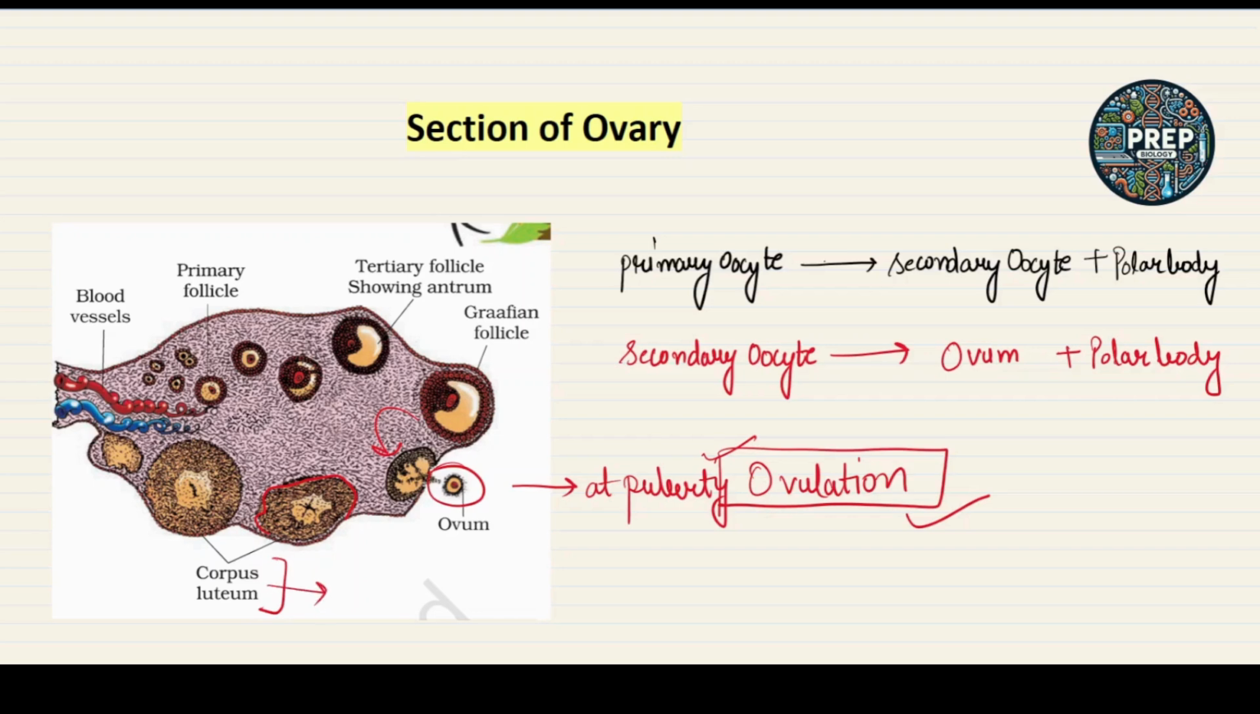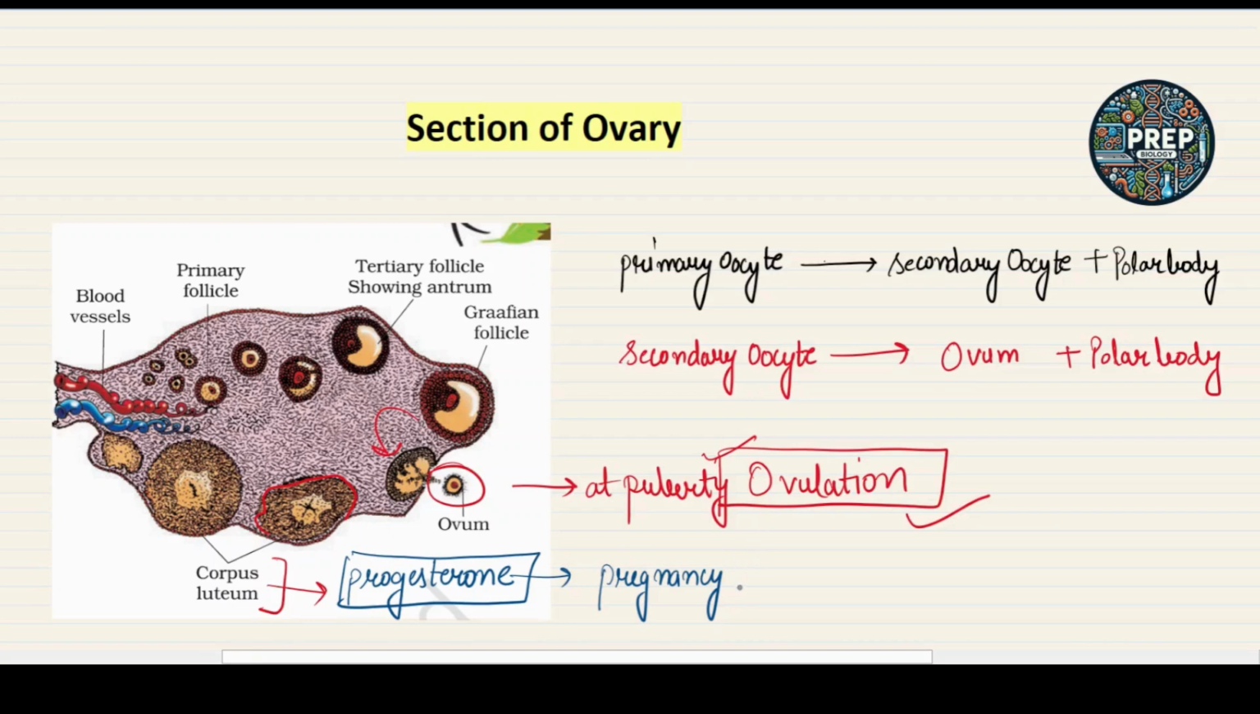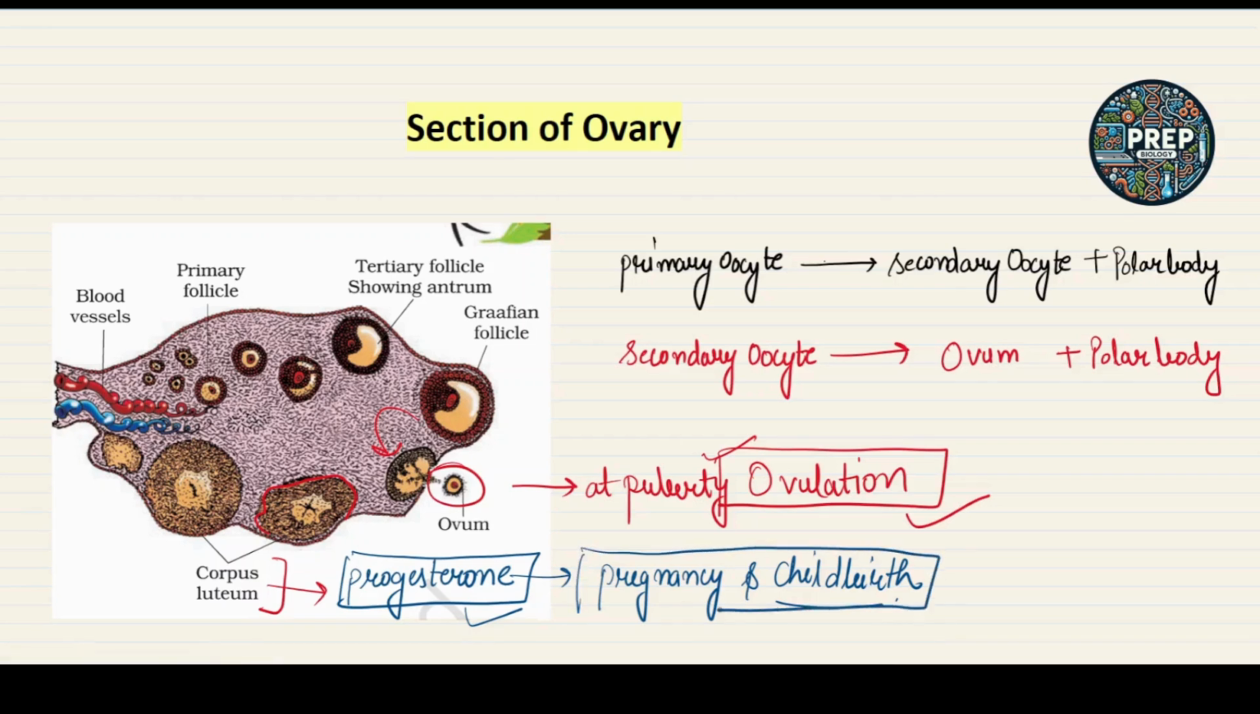Now, what is the function of the corpus luteum? The corpus luteum produces the hormone that is called the progesterone. It helps during the childbirth and the pregnancy. It plays a major role during the pregnancy and the childbirth. So this is important. The corpus luteum will produce the hormone progesterone, and progesterone plays a major role during the pregnancy and the childbirth.